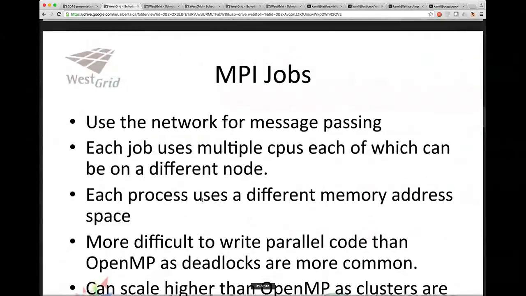So MPI jobs use the network for message passing. Each job uses multiple CPUs, each of which can be on a different node. Each process uses a different memory space. And it's more difficult to write MPI code than OpenMP, as deadlocks are common.